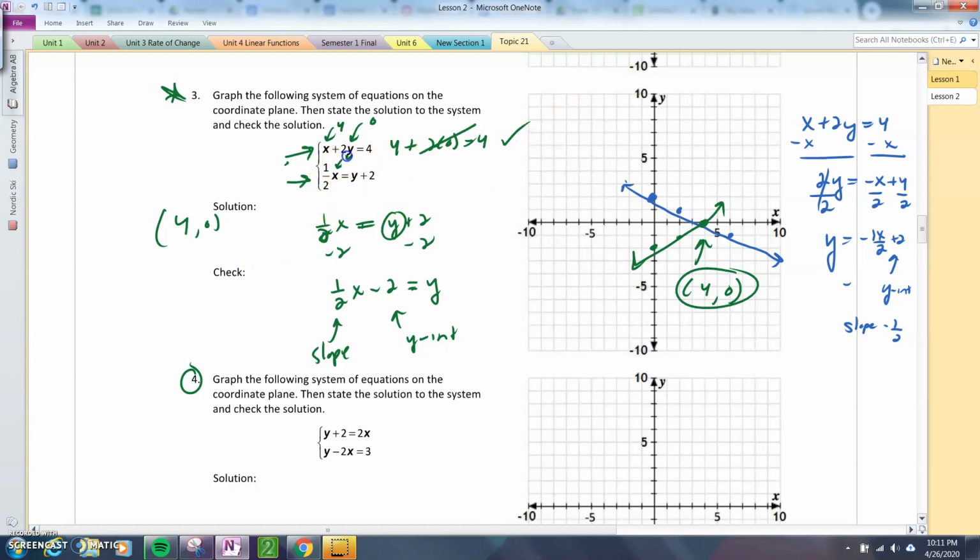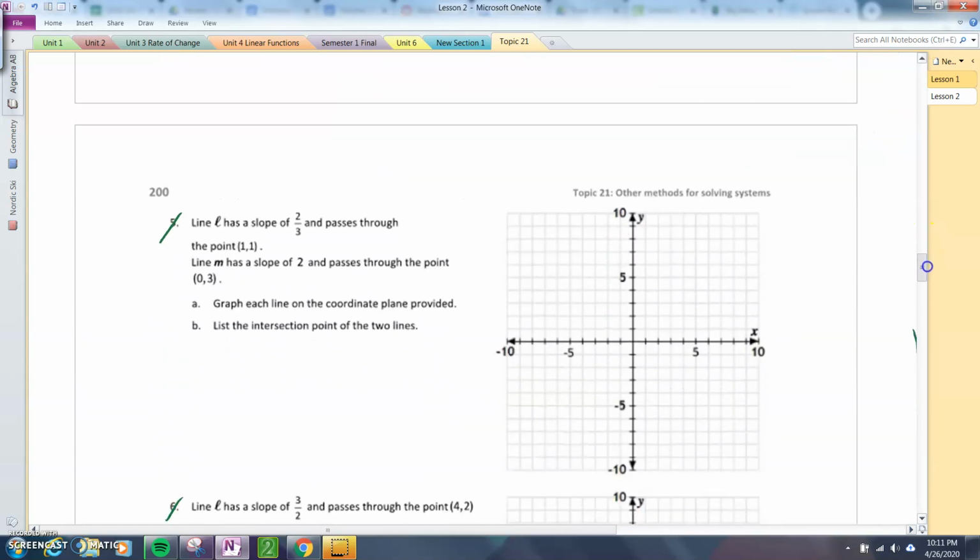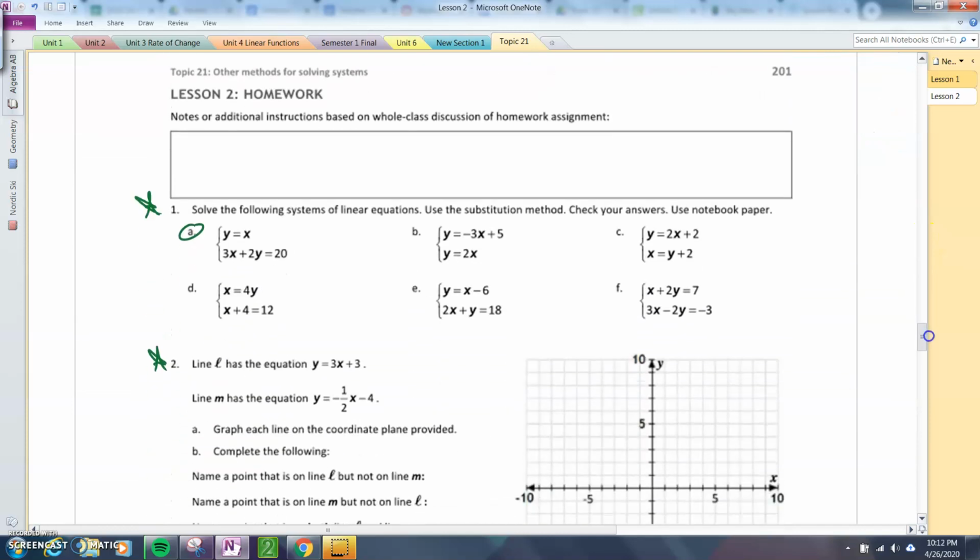Let's do the same thing here. I'm going to plug in a 4 here and that 0 here. So this is going to be a half of 4, because I'm plugging in 4 for the x, and then 0 plus 2. What's half of 4? 2. What's 0 plus 2? 2. So yes, that works. So you're going to do the same thing for number 4 here. Skip 5, 6, 7, and 8.